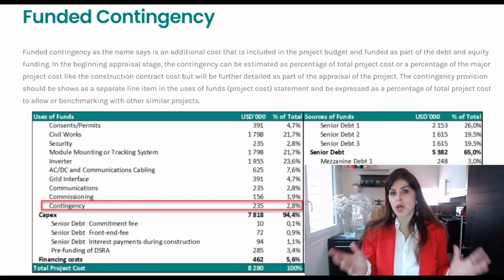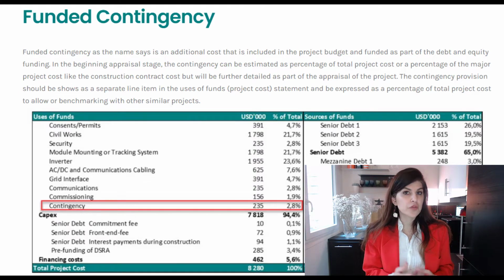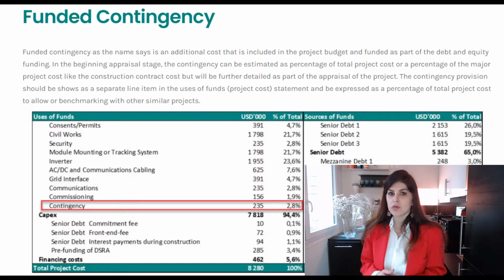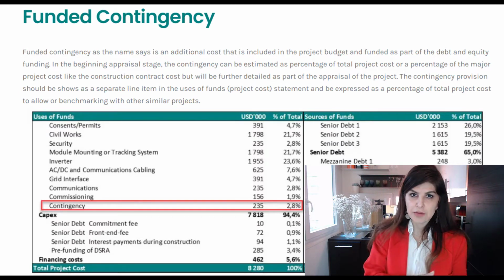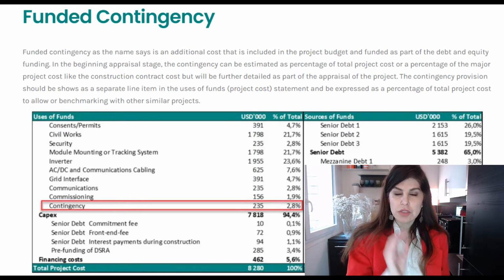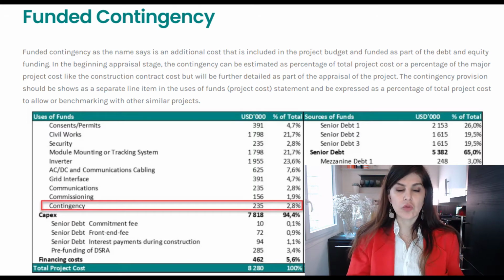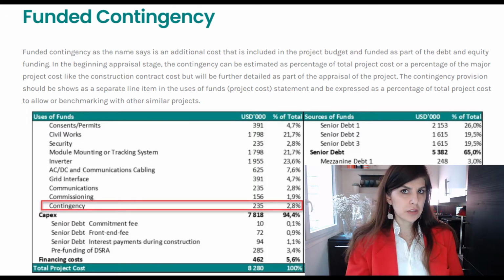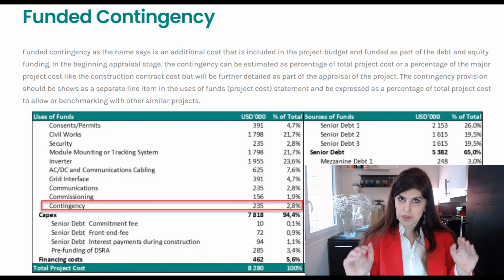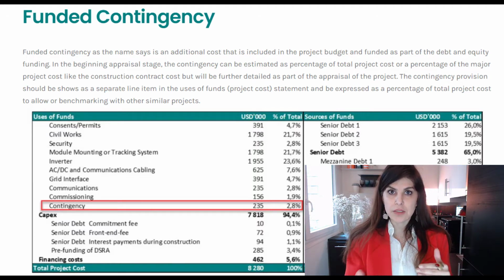So everybody will come up with their base case, and this is also true when it comes to contingency provisions. So sponsors will send a package to the lenders, and they will include a certain amount of contingency provision, let's say 5 to 10% of EPC or total project cost as a contingency. They will include it, and it's going to be presented as a line item clearly shown in the sources and uses of funds.